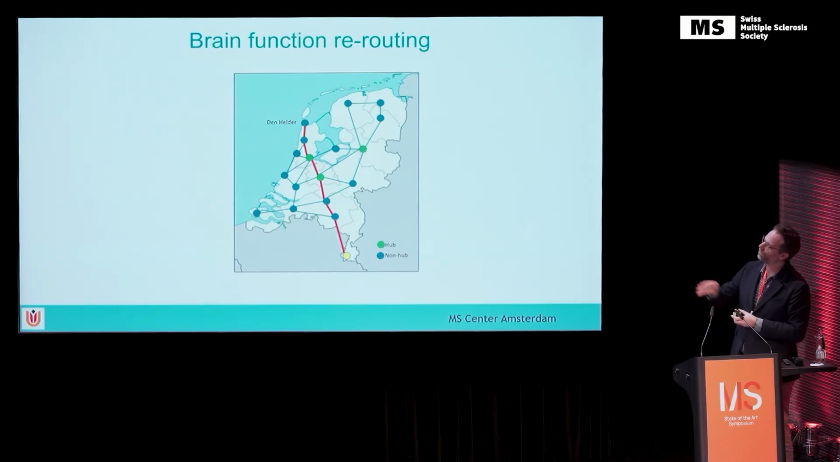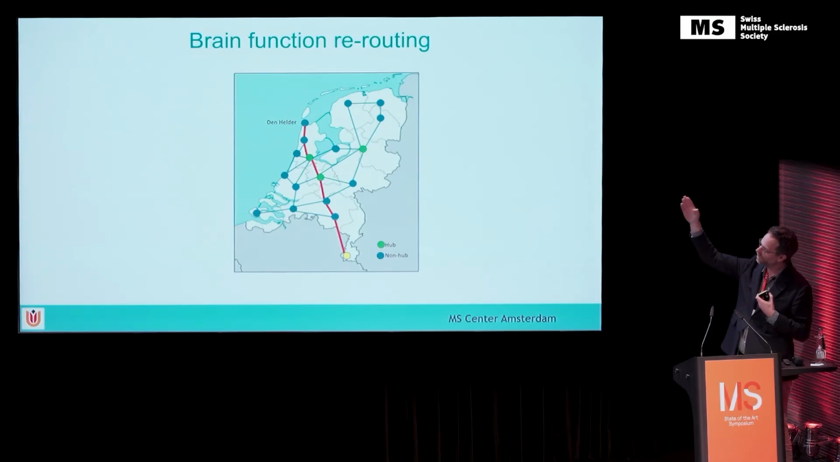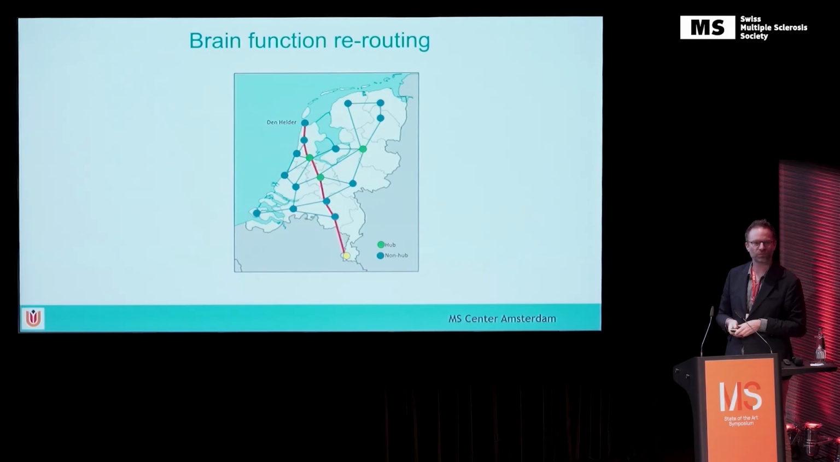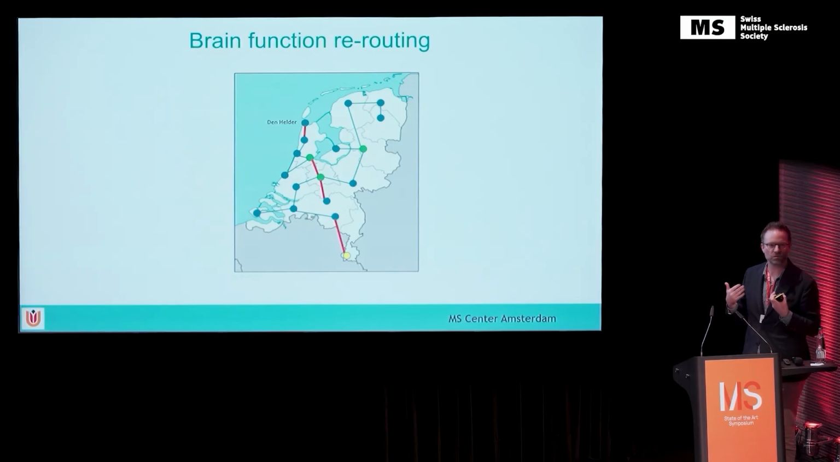So if you look at brain function, if someone wants to move from Den Helder to Maastricht, you don't need the entire network. The brain also works in the same way. You don't always use your entire brain all at once. So this red line is the shortest path between the two cities. In the case of MS, structural pathways are disrupted and if not always completely destroyed, they become less efficient, they become slower. That's also what we heard this morning.